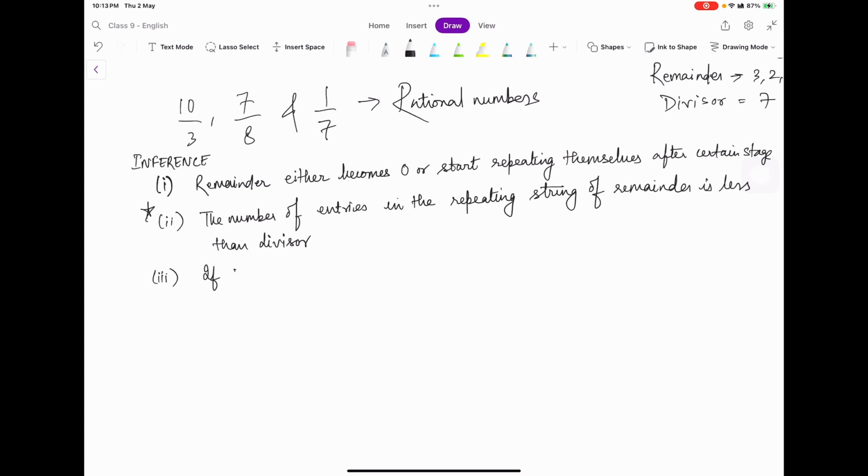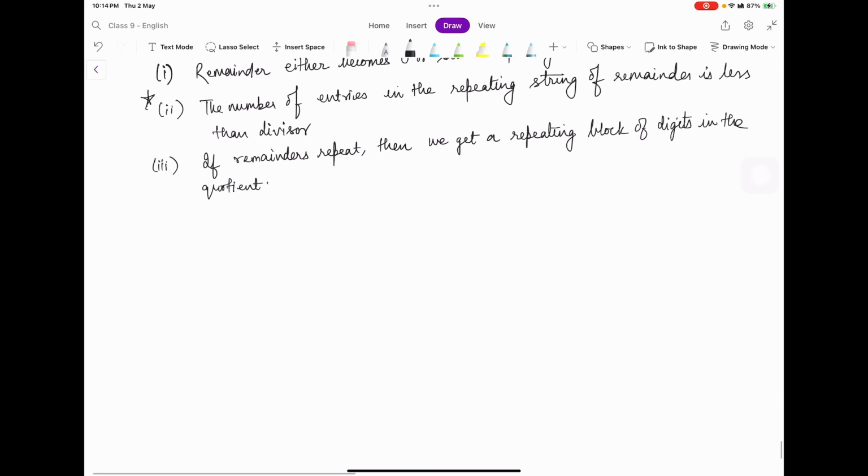So if remainders repeat, then we get a repeating block of digits in the quotient. Okay, so what properties are there?